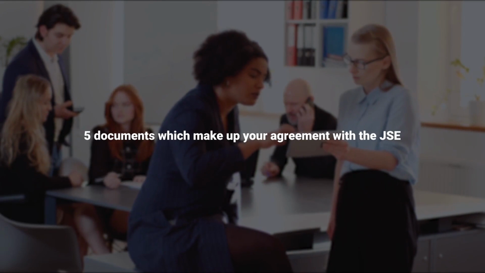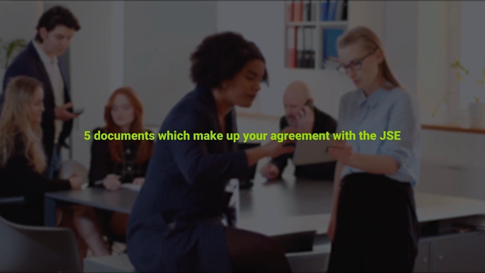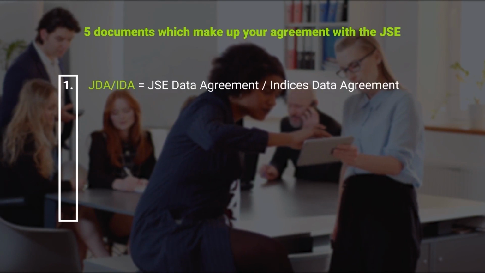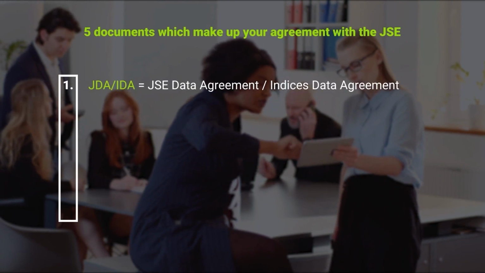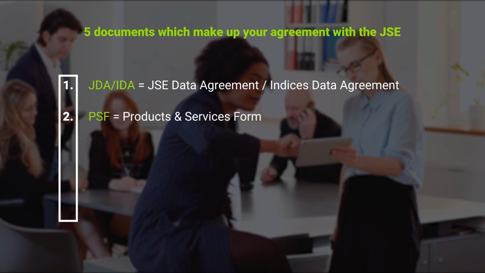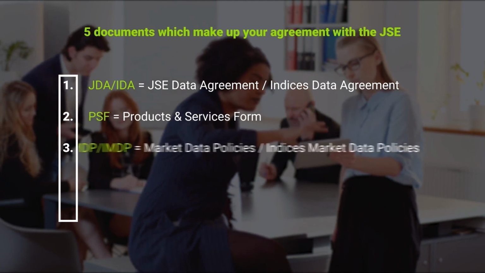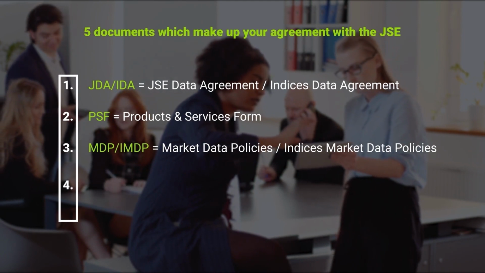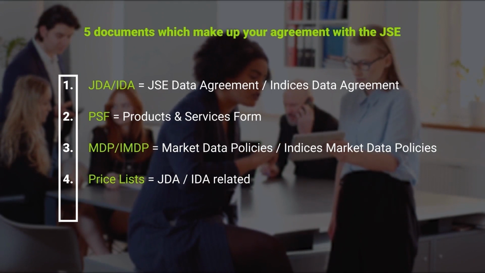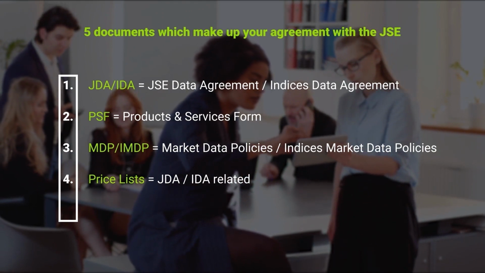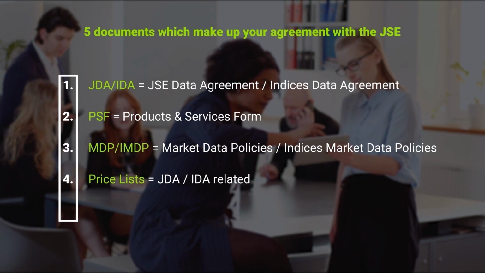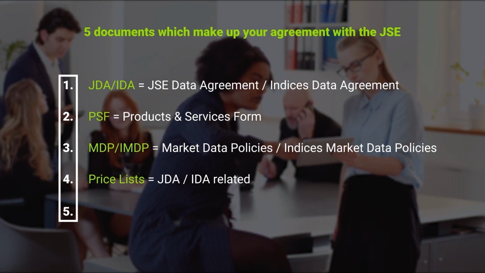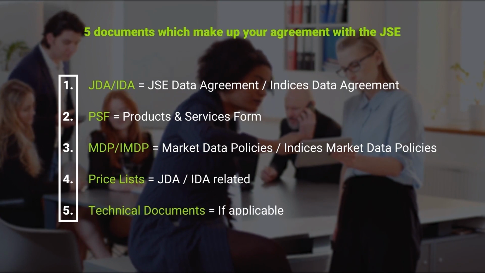There are 5 documents which make up your agreement with the JSE. And they are the JSE Data Agreement or Indices Data Agreement, the Products and Services Form, the Market Data Policies or the Indices Market Data Policies, the JDA, which is the JSE Data Agreement, or IDA, which is the Indices Data Agreement, as well as the related price list. Finally, there might be technical documents if applicable.